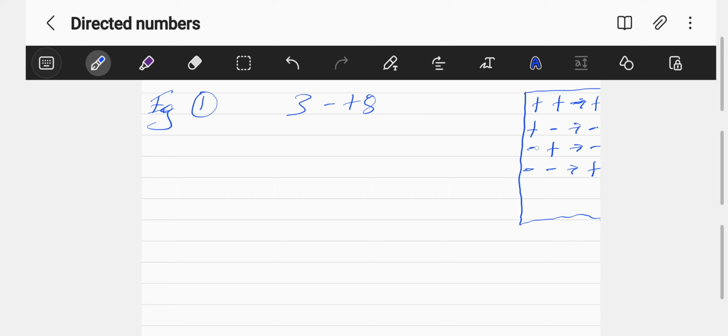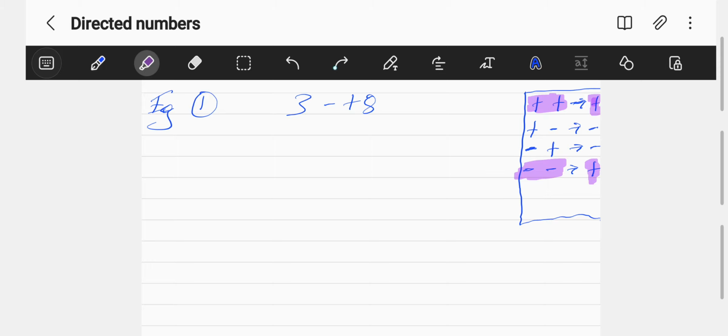So the easy way to remember this is when the signs are the same. So two positives, you add. Or if it's two negatives, you add. So when the signs are the same, you add. And when the signs are different, you subtract.